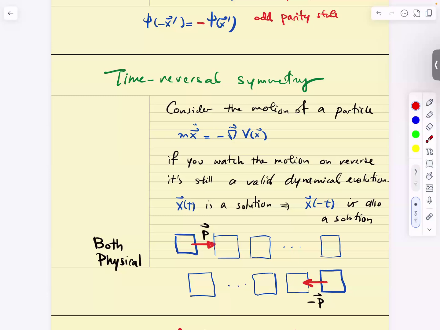So if this thing is sliding on the table in this direction, imagine there's no friction. This looks physical. If it slides in the opposite direction, it still looks physical. So what it means is that the equations of motion evolved forward in time, the solutions of F equal ma, evolved backward in time are also solutions. This is not always the case.